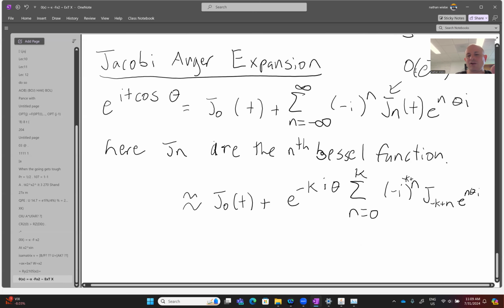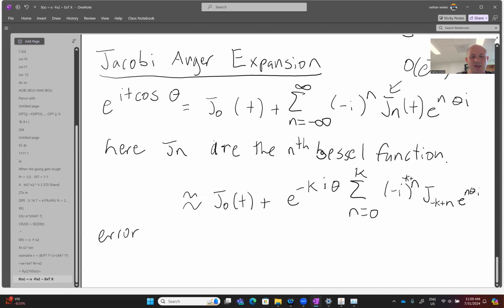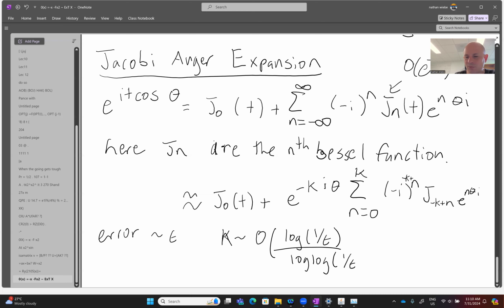And the value of k, if we want the error to be epsilon, from the asymptotics of the Bessel function, which you can look up on Wikipedia, you can see that the value we need in order to achieve this is, I should say k is, order log 1 over epsilon divided by log log 1 over epsilon. Okay, cool. So that is a truncated version of the Jacobi-Anger expansion.